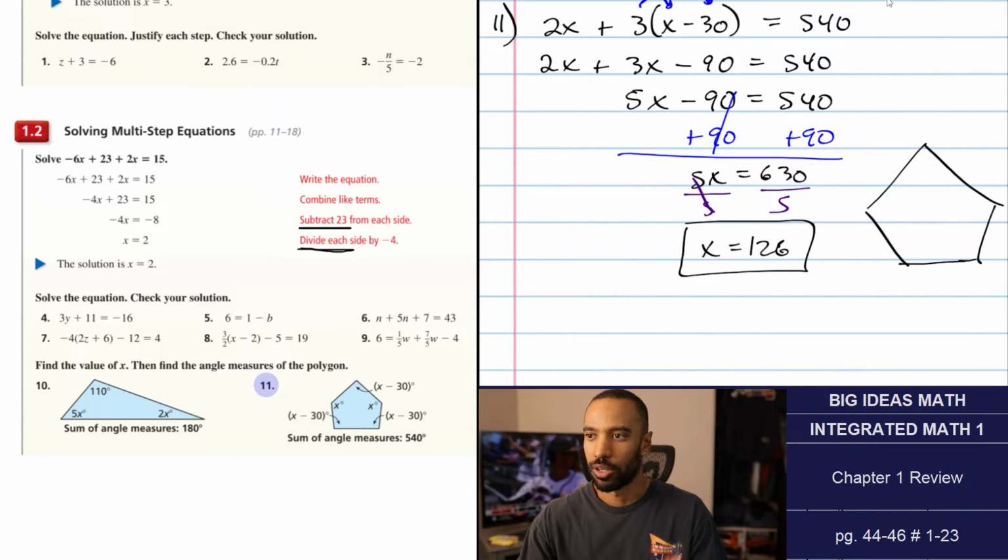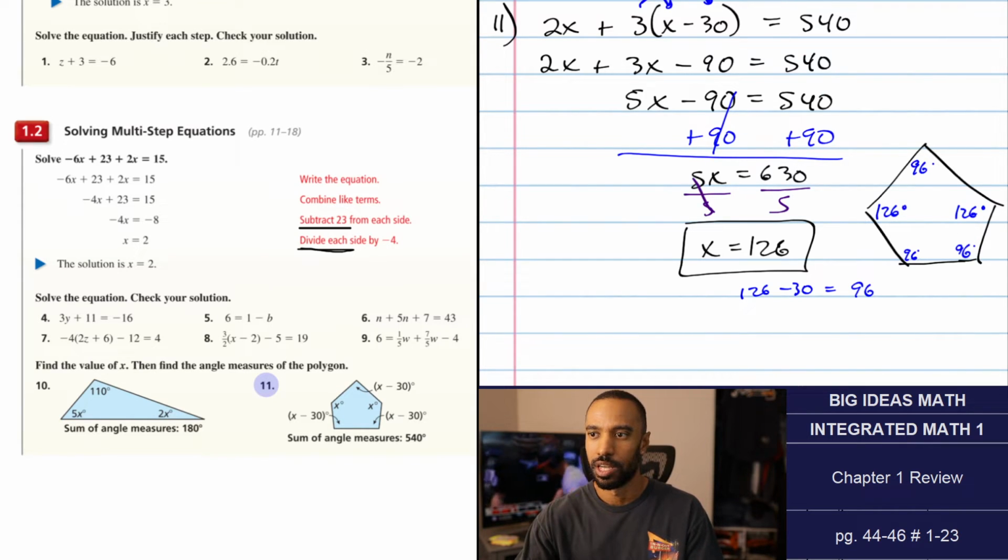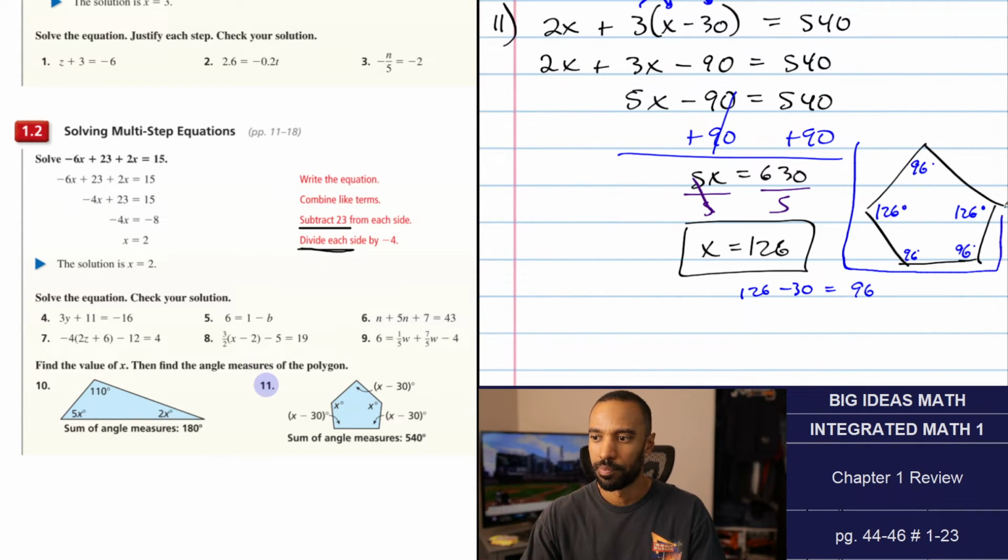There are 2 of them that are literally x degrees. That means this is 126 degrees, 126 degrees. The others are 126 minus 30. 126 minus 30 is 96. So these are each 96 degrees, 96 degrees, and 96 degrees. This, by the way, is totally not drawn to scale, but this is the diagram here.